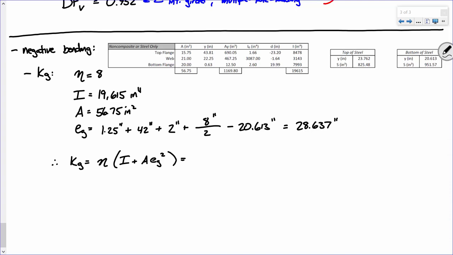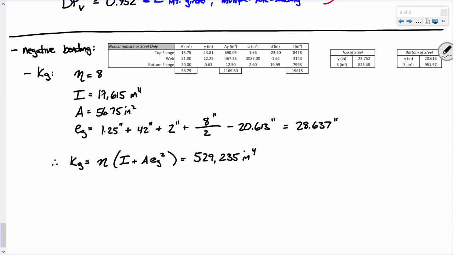Anybody getting an answer? Just nearest whole number. And remember, don't forget to square the EG, or E sub G. Say it again. Anybody else getting that? Okay, all right.